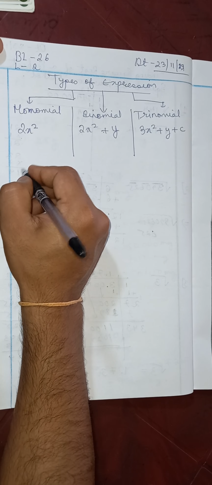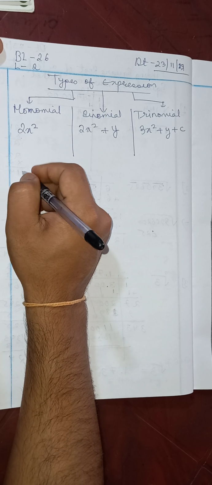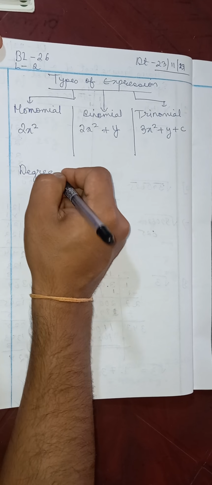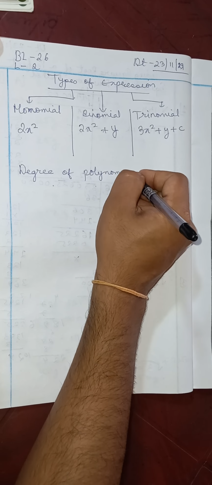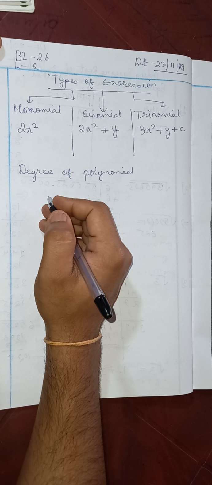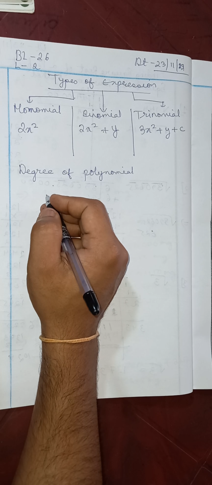Then after that, the next concept over here, children, is what is the degree of a polynomial? Degree of polynomial means the highest degree. Understanding? Got it? It is the highest degree of any variable.